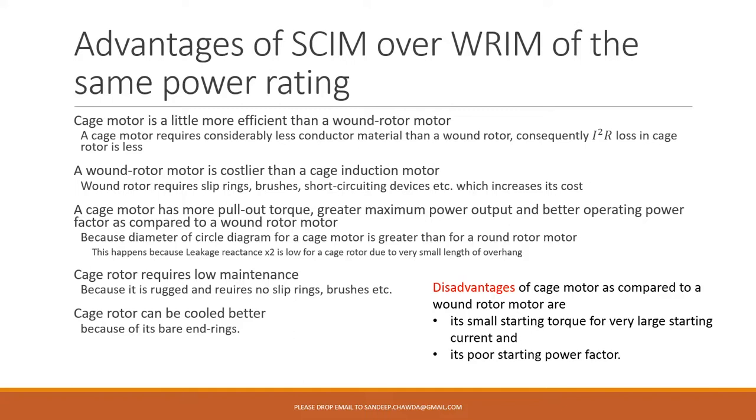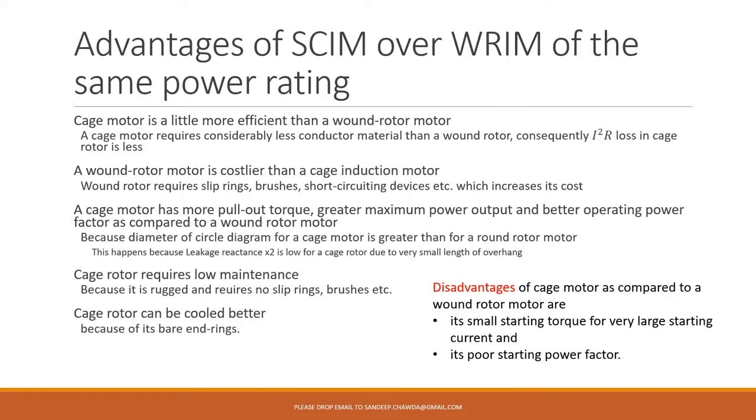We are considering the same power rating here. In that case, the diameter of the circle diagram would be higher. It takes a larger value than a slip ring induction motor. So what would happen? This results from the leakage reactance being low for a cage rotor due to the very small length of overhang. So X2 will play a role here.